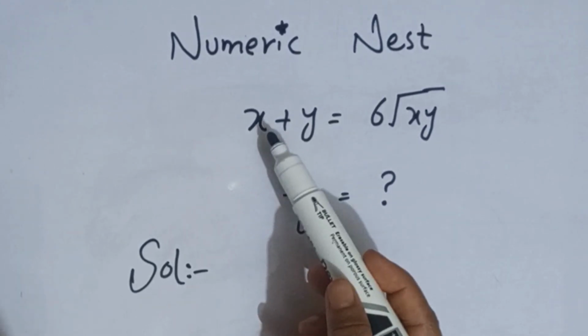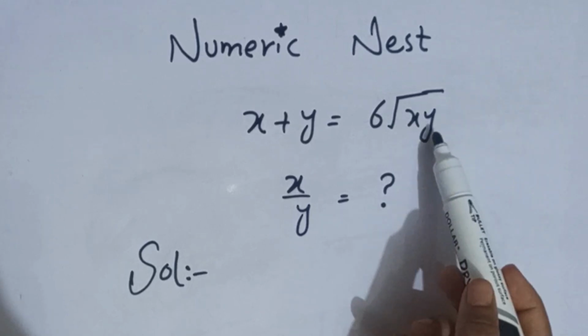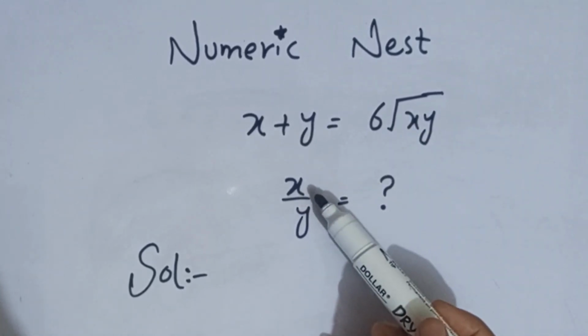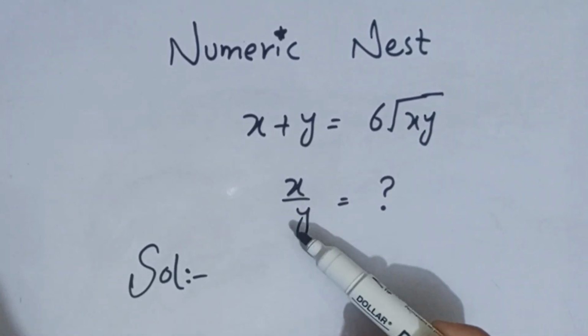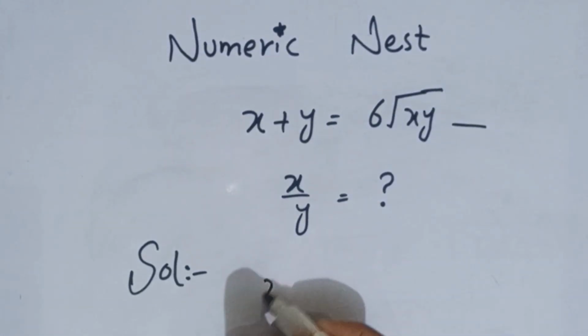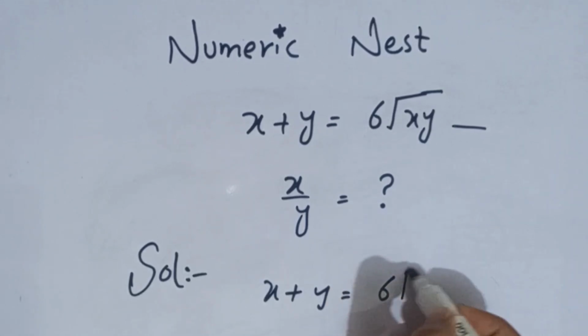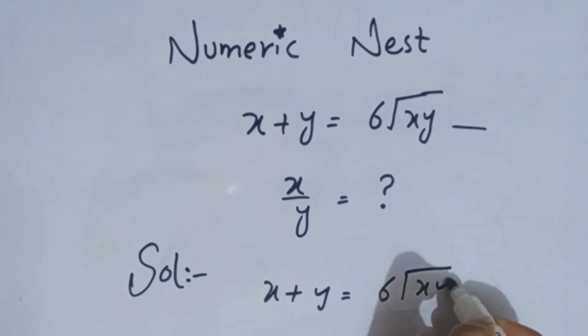We have x plus y equal to 6 times the square root of the product xy, and we need to find the value of x over y. Let's start. Look at this equation: x plus y is equal to 6 times the square root of xy.